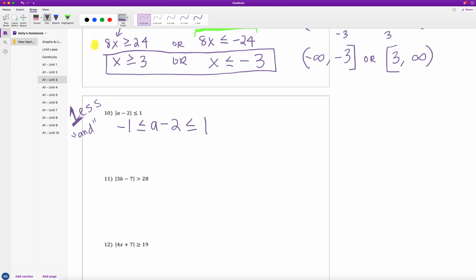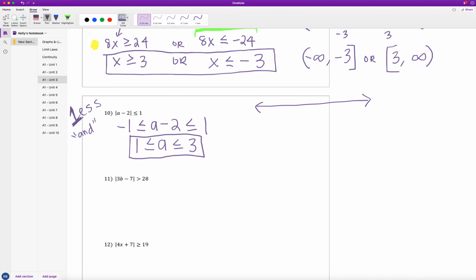From here, to finish solving it, I'll need to add 2 to each part of this. So I get a still sandwiched in between, and a will be sandwiched in between 1 and +3 now. So I have 1 less than or equal to a less than or equal to +3. We've now solved our inequality.